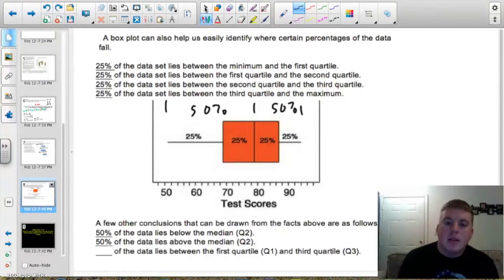And the last conclusion that we're going to make is that 50% of the data lies between quartile 1 and quartile 3. So in this box area, again, you have 2 sections of 25%. That's going to give you another 50%. And you can really combine these in any method. You might be asked sometimes what percentage is greater than Q1 or less than Q3. We can use the fact that each of these sections is 25% to help us figure that out.